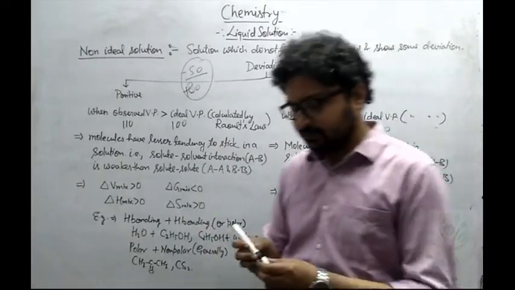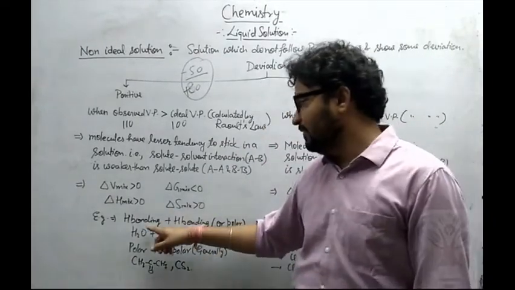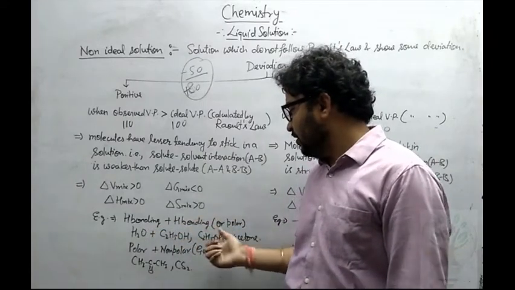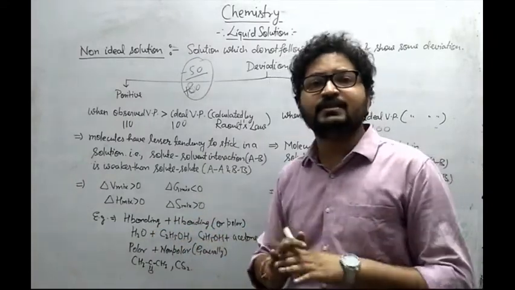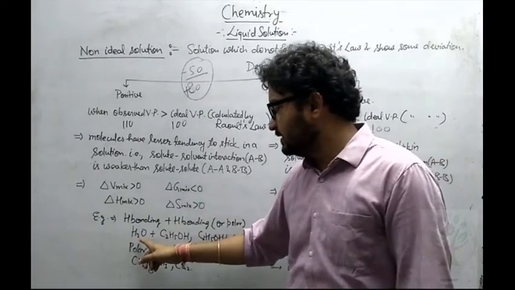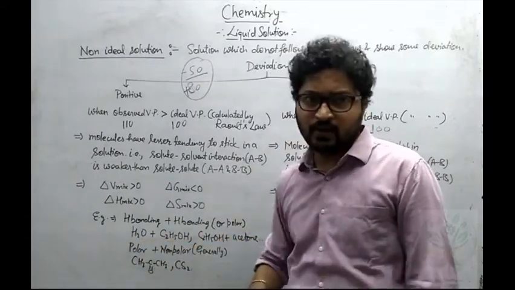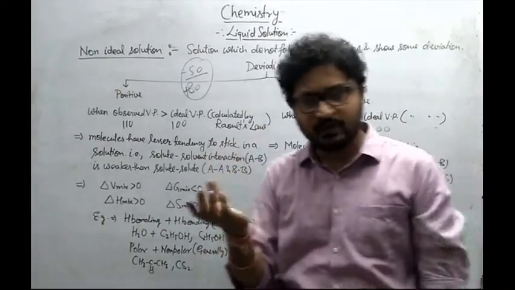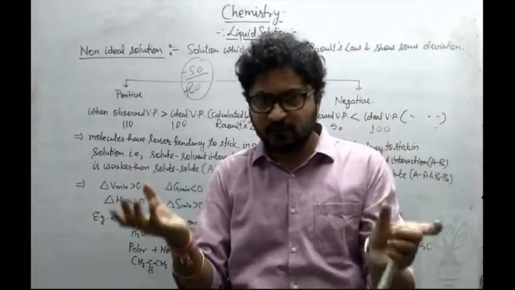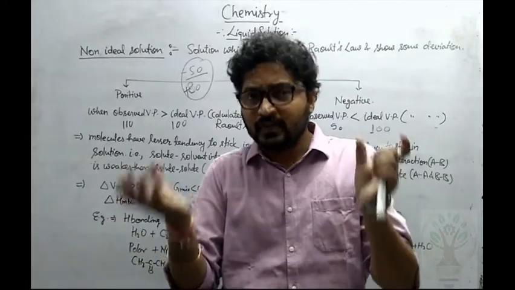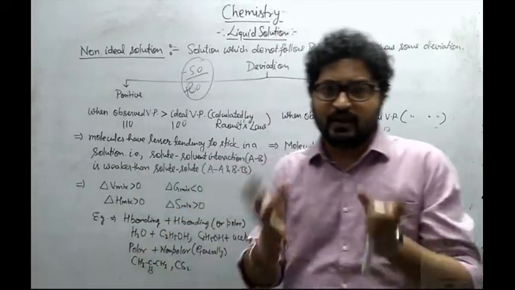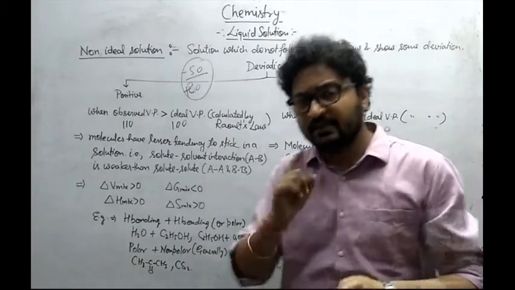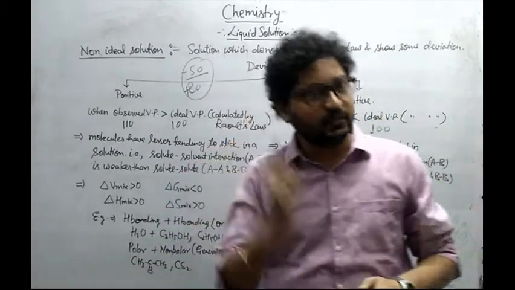Now, let's see some examples. Generally, when we have hydrogen bonding at one place and we mix it with hydrogen bonding at another place, or with any polar solvent, we generally see positive deviation. An example is H2O mixed with alcohol. H2O has hydrogen bonding. C2H5OH has hydrogen bonding. So tell me, whose hydrogen bonding will be stronger? H2O or C2H5OH? Definitely H2O hydrogen bonding will be stronger.